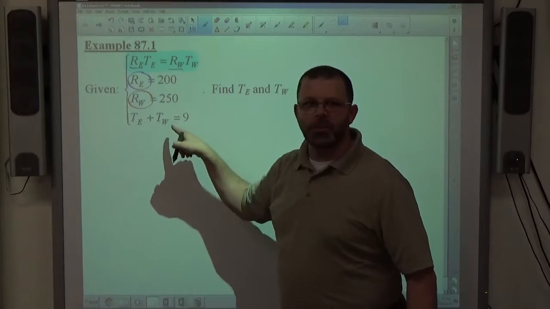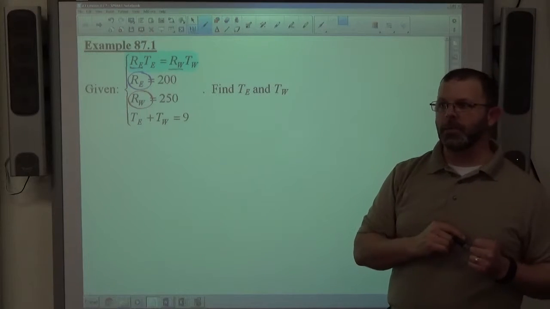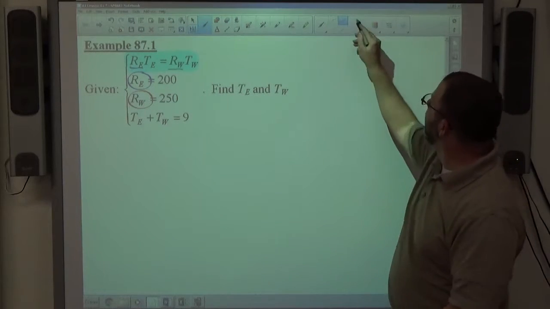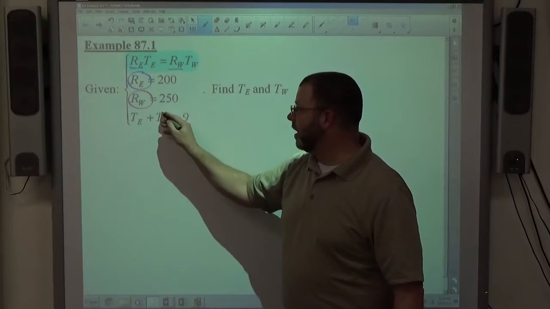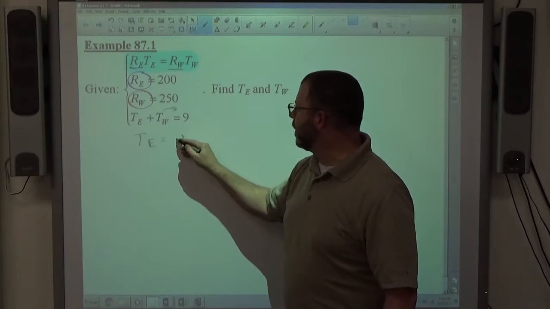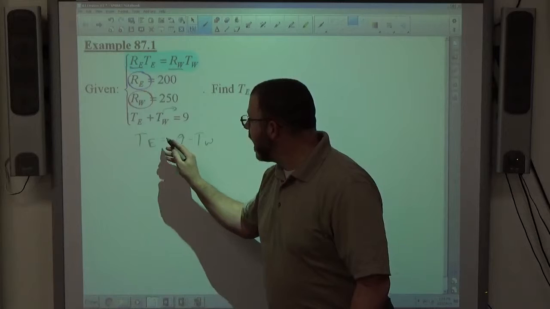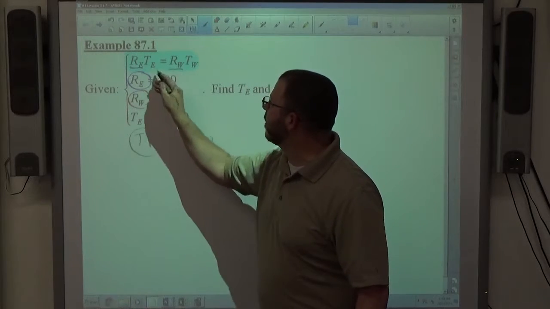Neither one of these has a different version of itself, so I need to make that say either T sub E equals or T sub W equals. It does not matter which one you choose to do, as long as you do one. Let's go T sub W on this side. So T sub E is equal to 9 minus T sub W. So using good algebra technique, I now know that T sub E is equal to something else.